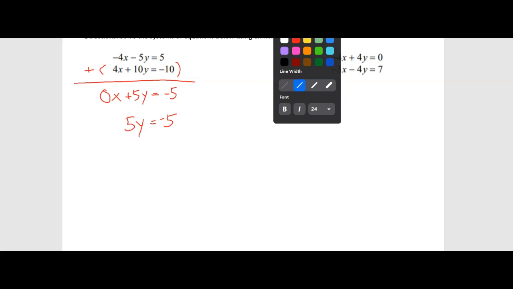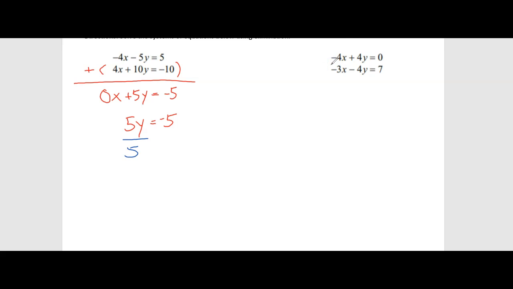And a very easy equation to solve here, right? Just divide by 5. And I get y is equal to negative 1. So look how quickly we solved for one of the variables here, right? We didn't have to do any substitution, work with fractions, etc. We just had to add the equations together, and one of the variables disappeared or was eliminated.